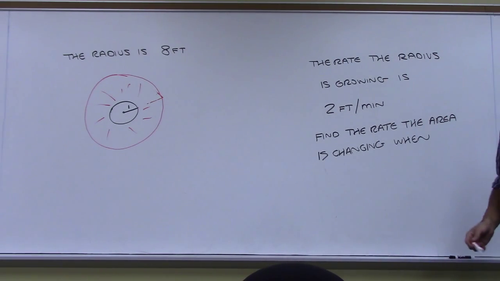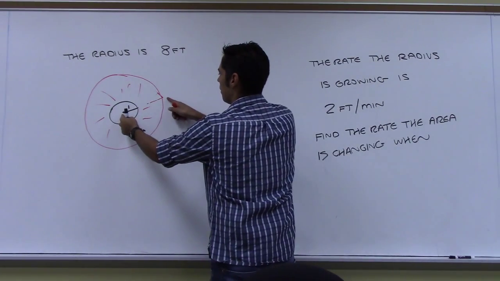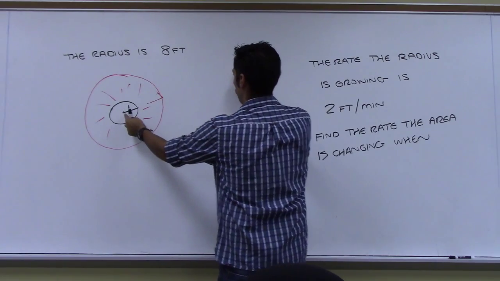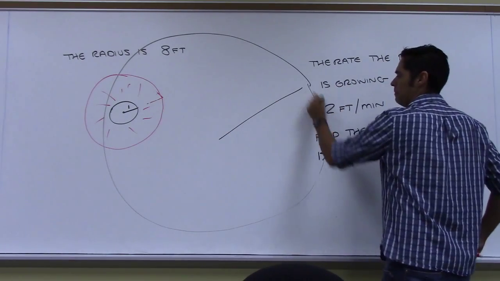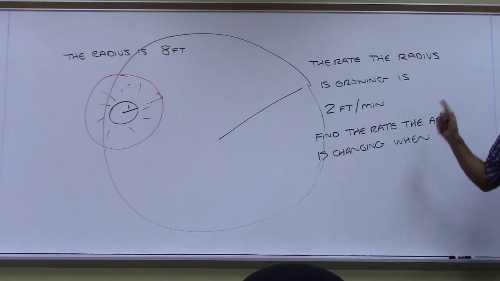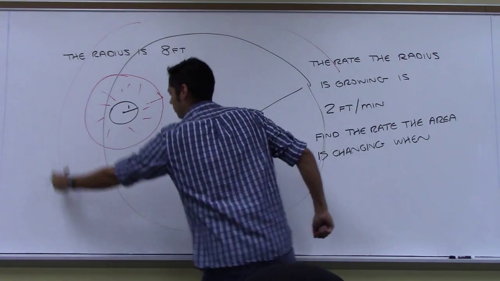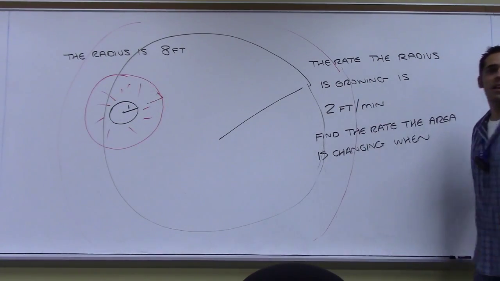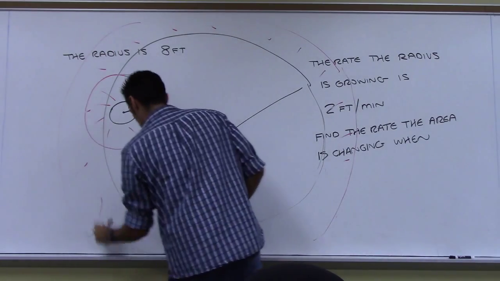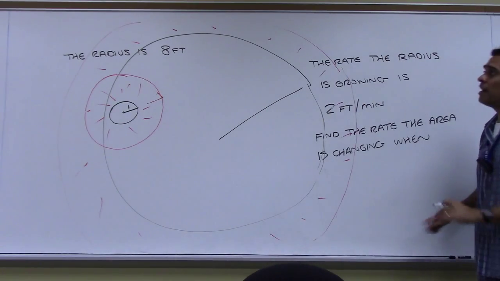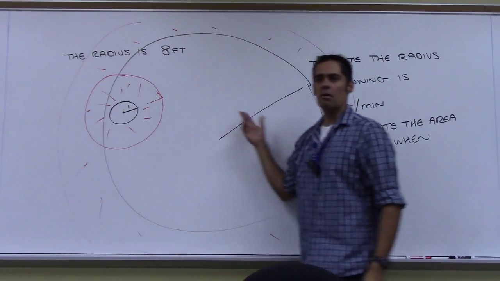Now, let me draw a circle with a radius of 8 feet. So that's 3. So let's say that's 6. Let's say that's 8. Something like this. Circle with radius 8. Right? After 1 minute, what's the radius? 10. So now my circle is like this, right? How much area did I gain? Everything out here, right? So in which scenario did I gain more area? Here or here?